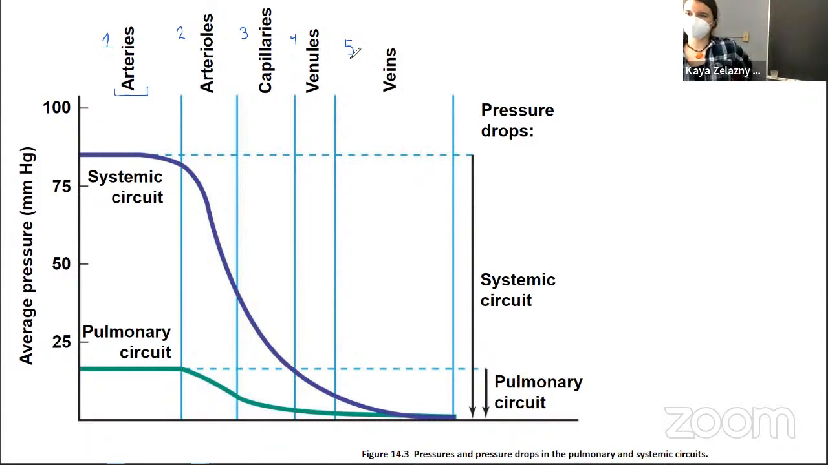What are some things you might notice about this graph? Anything at all? Differences between the systemic circuit and the pulmonary circuit, differences between different parts of the vasculature. How might you describe either of these lines or compare them? The farther you get away from the heart, the lower the pressure. Yep. As we get farther away from the heart, we have less pressure, which is great, right? Because that means our blood is going to want to return to the heart.